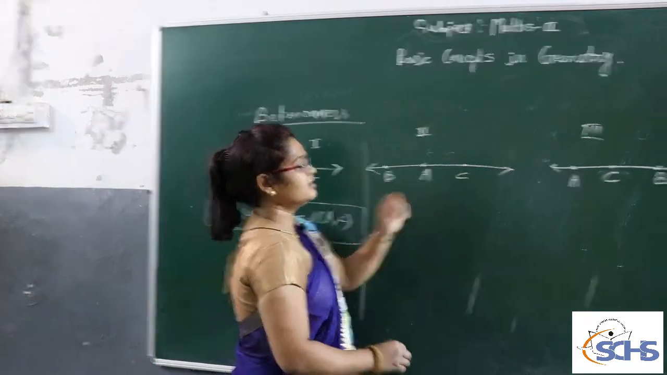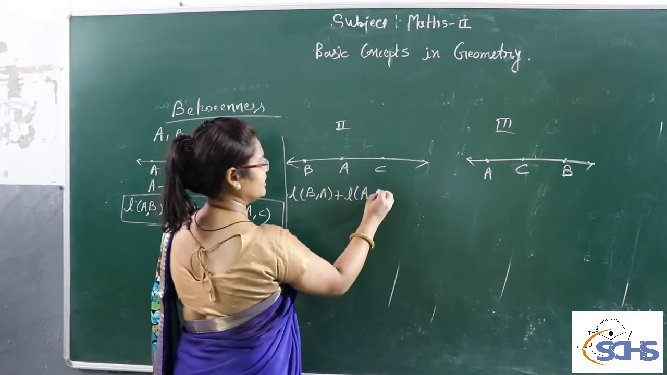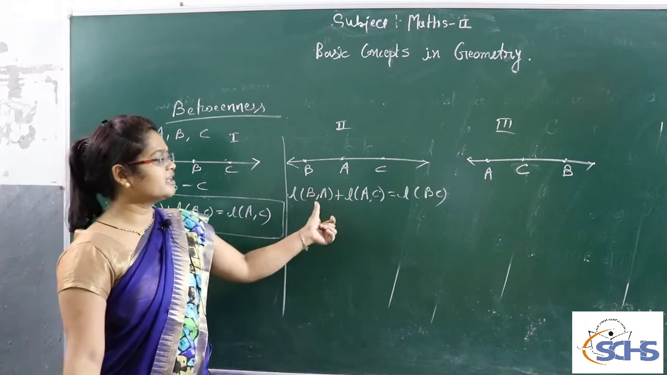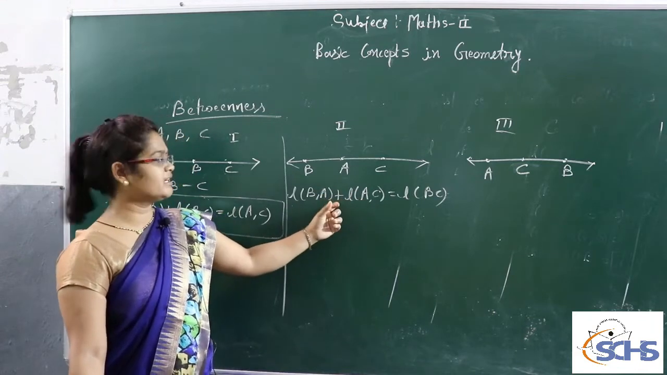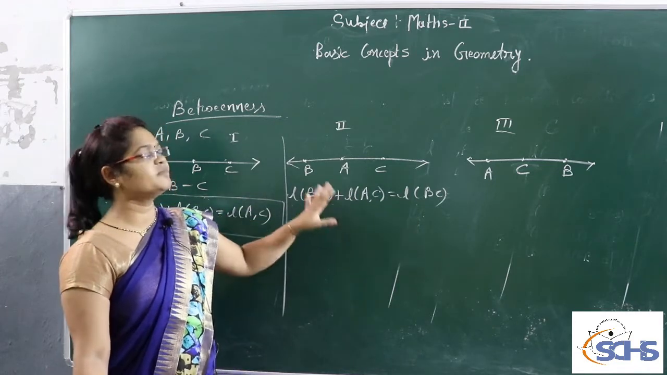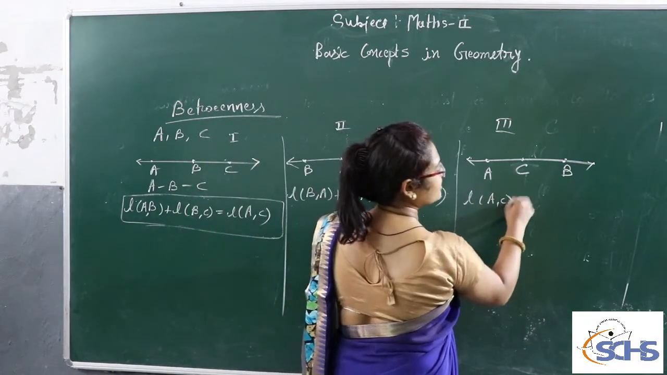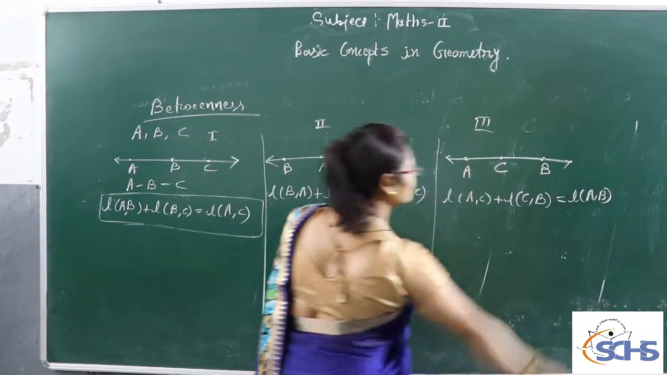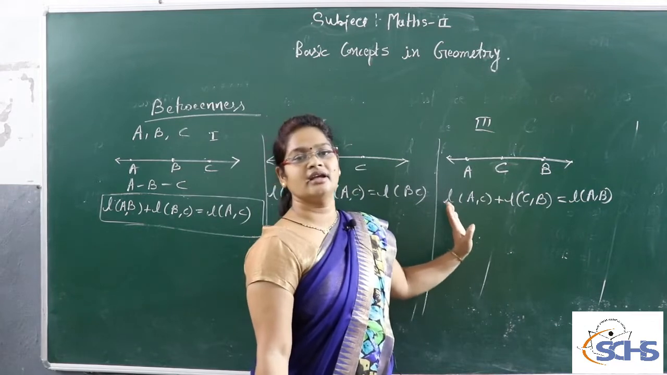In the second case, here also length of BA plus length of AC is equal to length of BC. Therefore we can say that point A is repeated where 2 terms are given. That's why we can say that A is in between the remaining 2 letters. It means A is between B and C. In the third case, length of AC plus length of CB is equal to length of AB. Therefore point C is in between A and B.